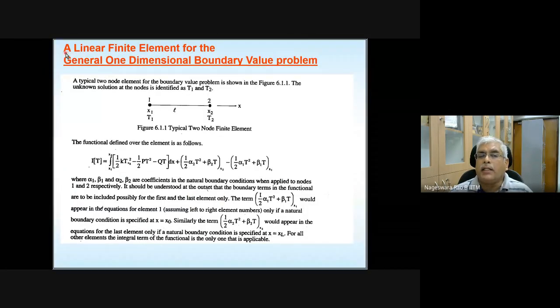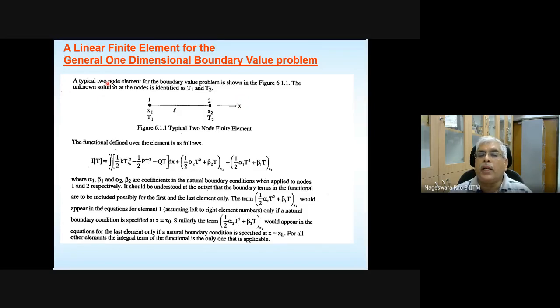You can read the title: a linear finite element for general one-dimensional boundary value problem. Linear finite element, in the sense 2-node finite element. A 2-node finite element looks like this. In one-dimensional case, node 1 is located at x1, node 2 is located at x2, length of the element is L, field variable value at node 1 is t1, field variable value at node 2 is t2, and this is the positive direction of the axis of this element.